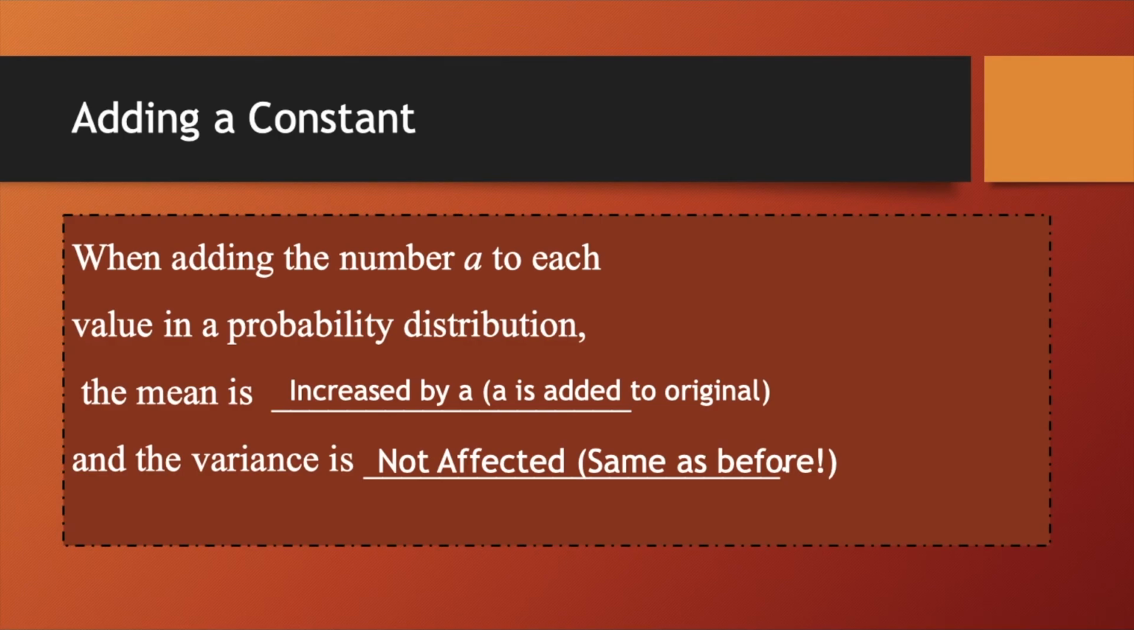So what we learned is that adding a constant to a distribution means that the mean, or average, is increased by that same constant, and the variance is not affected at all. It's the same as before.